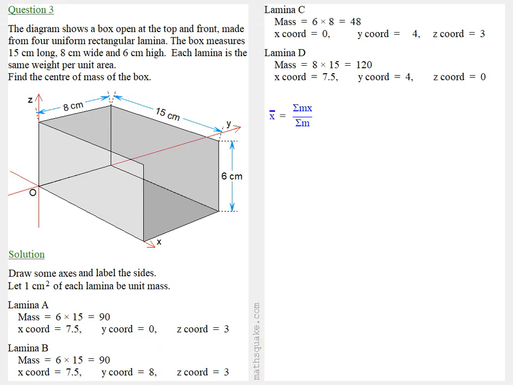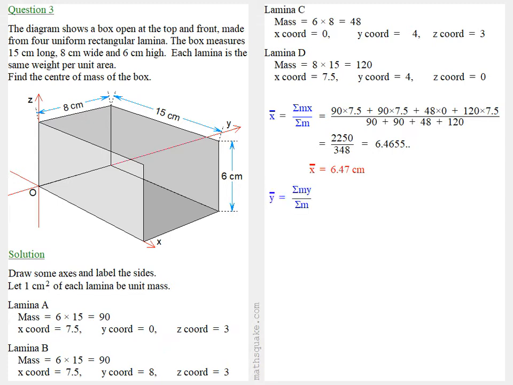Now we have, for the box, X bar is equal to the sum of the MX's over the sum of the M's. Now for each lamina A, B, C and D, we've got the sum is 90 times 7.5 plus 90 times 7.5 plus 48 times 0 plus 120 times 7.5 all over 90 plus 90 plus 48 plus 120. And that works out to be 2,250 over 348, which gives us 6.4655. So X bar, the X coordinate, is 6.47 centimetres.